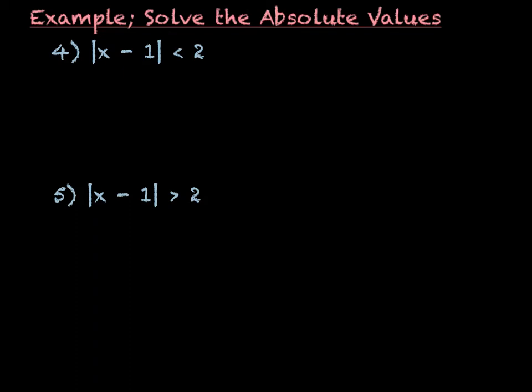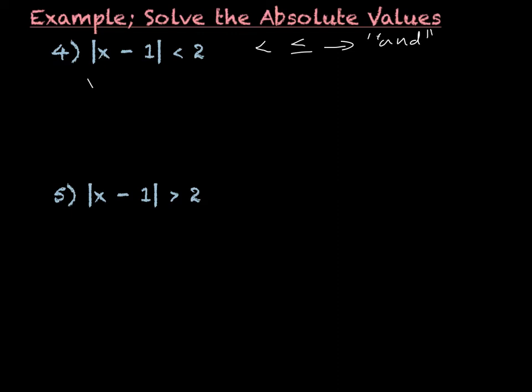Number 4 says the absolute value of x minus 1 is less than 2. And number 5 says the absolute value of x minus 1 is greater than 2. So we're going to look at the differences. Okay, so if it's less than or equal to, then that means we're going to have and. So I know that in my answer I'm going to have to connect the two with the word and.